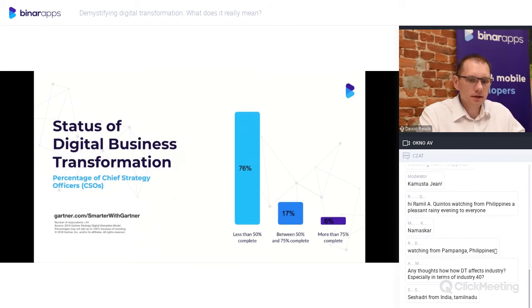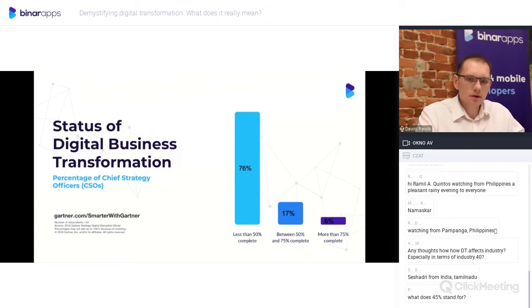Okay, so are we there yet? What's the status of digital transformation? This is the data from 2018, and you can clearly see that most of the businesses are still in the process of transformation. So based on the information that I've given you, why do you think it takes so long? I'm going to have a sip of water, and please think for a bit.